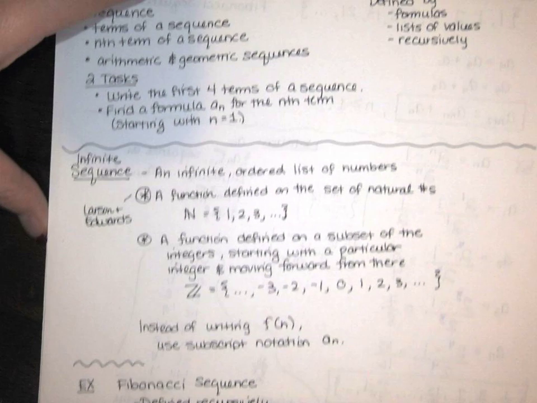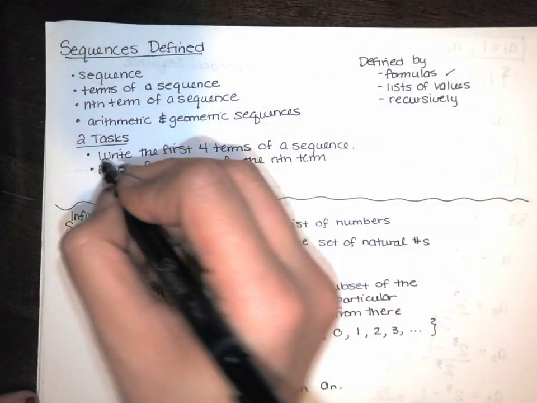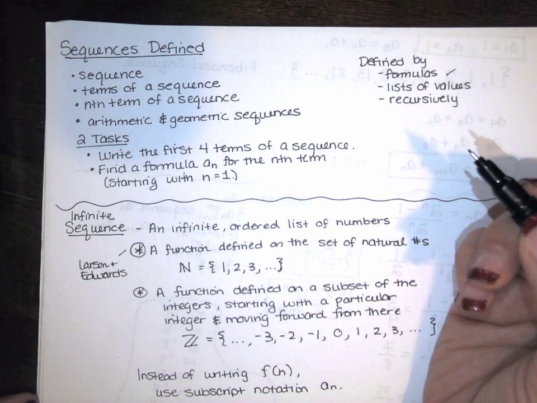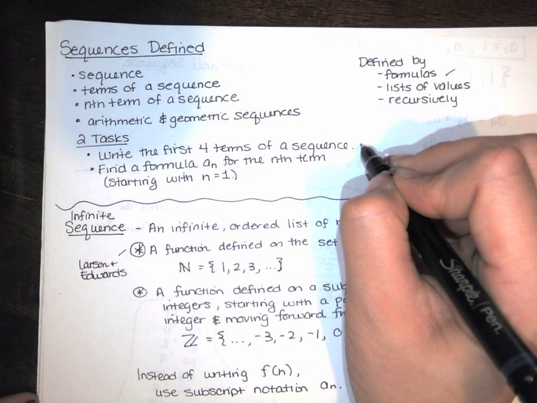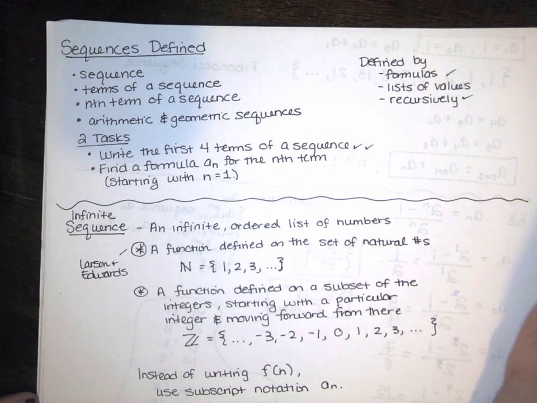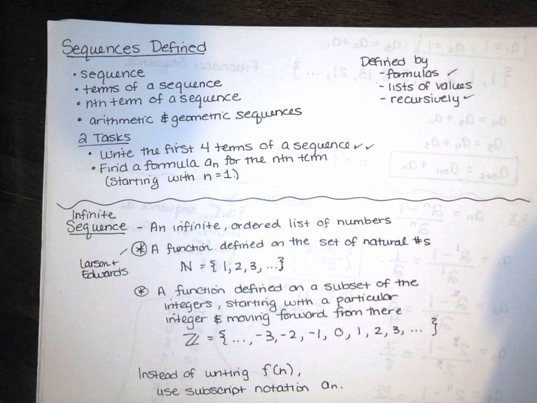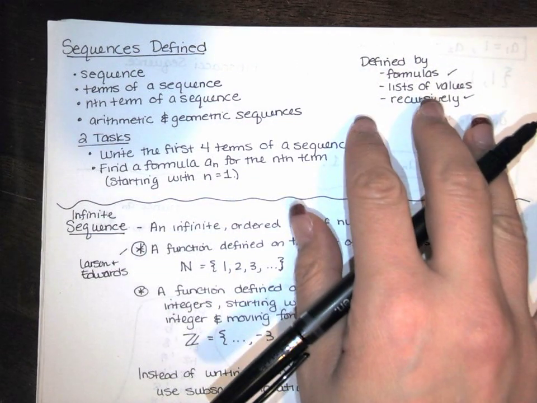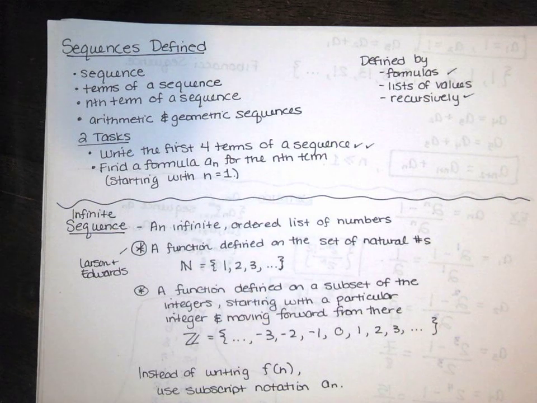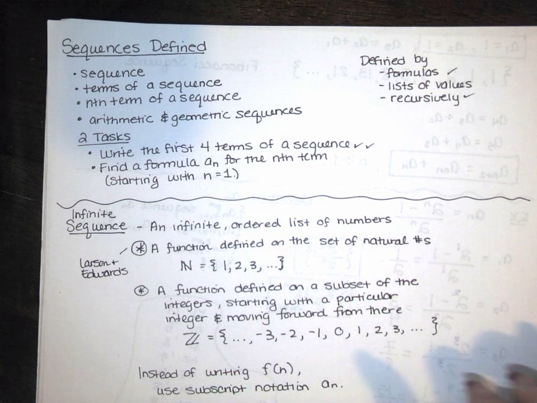Okay. So we looked at sequences defined by formulas. We wrote out the first few terms of a sequence that was defined recursively, the Fibonacci sequence, and then also one that was defined with a formula. I can't actually write out this list of values for the next sequence I'm going to mention, but any function on the natural numbers or a subset of the integers, that starts at a particular integer and just goes forward, that's a sequence.